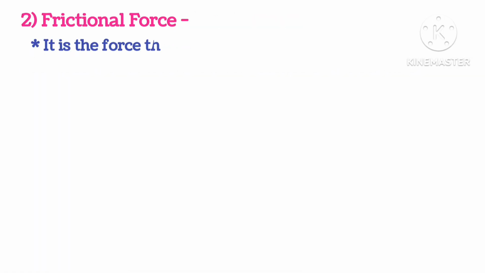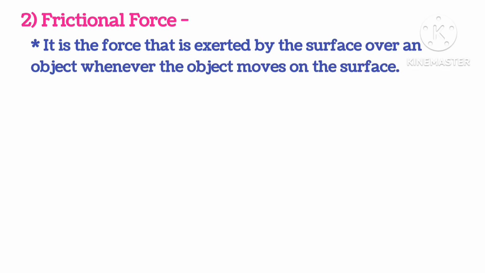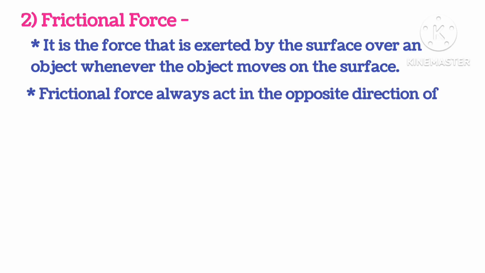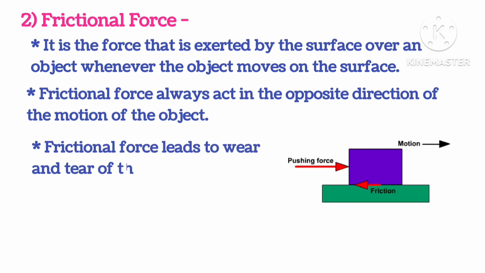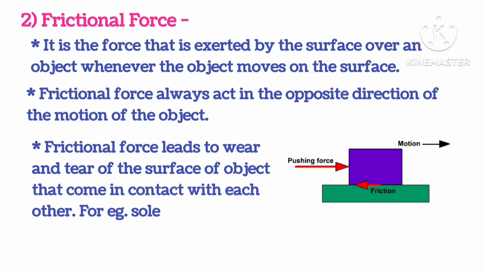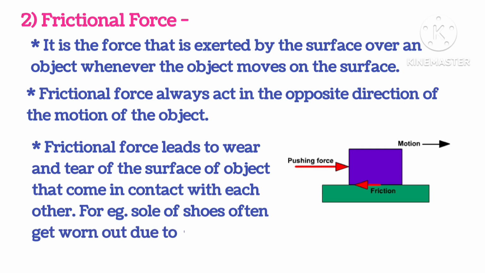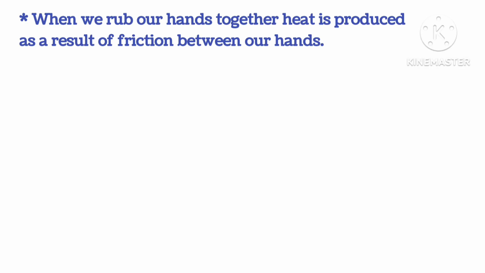Frictional force. It is the force that is exerted by the surface over an object whenever the object moves on the surface. Frictional force always acts in the opposite direction of the motion of the object. As you can see here, frictional force leads to the wear and tear of the surface of objects that come in contact with each other. For example, the soles of shoes often get worn out due to friction. When we rub our hands together, heat is produced as a result of friction between our hands.